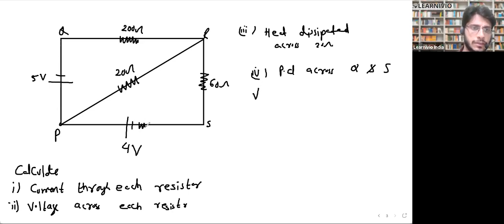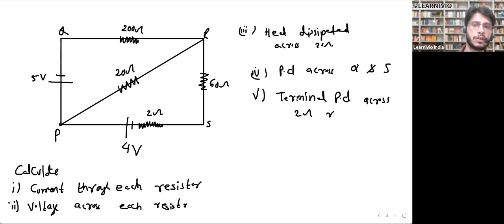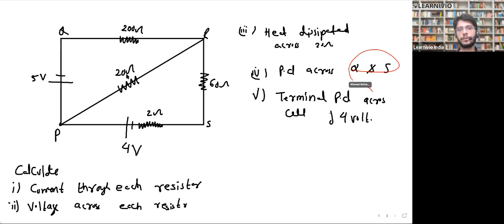Let's say the internal resistance of this cell is 2 ohm. Fifth part: we also have to calculate the terminal potential difference across the 2 ohm resistor, across this cell, the cell of 4 volt. This is the entire question. These are all the parameters that you may be asked to calculate here. Point Q and point S.